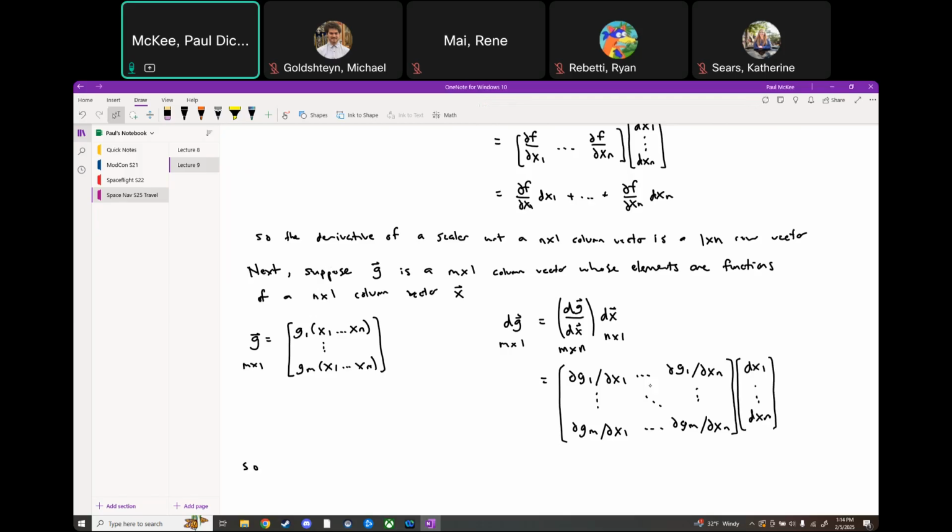So the derivative of a m×1 vector with respect to a n×1 vector is a m×n matrix. Okay, so derivative of a scalar with respect to a vector is a vector. Derivative of a vector with respect to another vector is a matrix. Okay, hopefully that all makes sense.